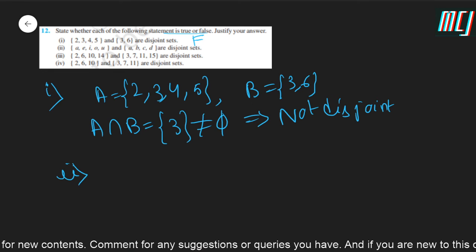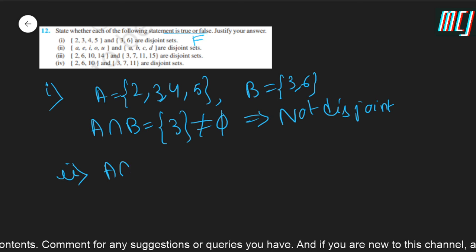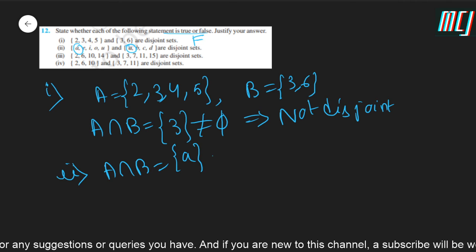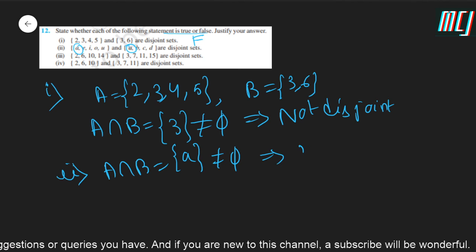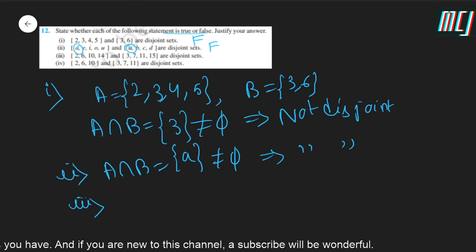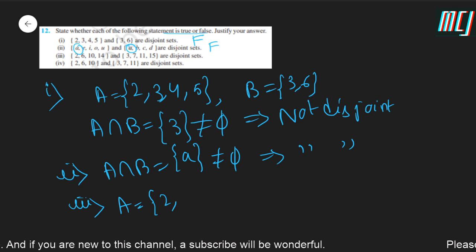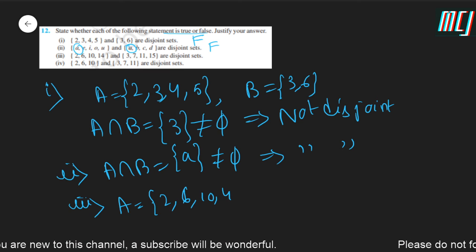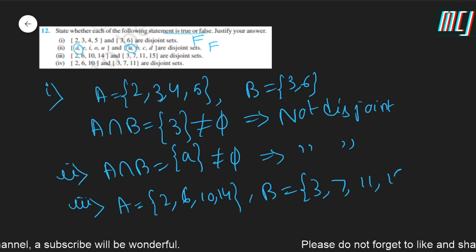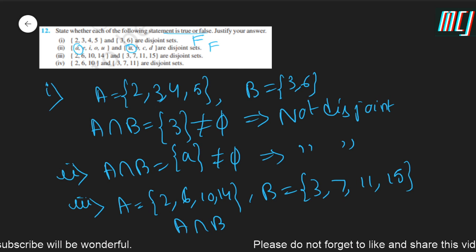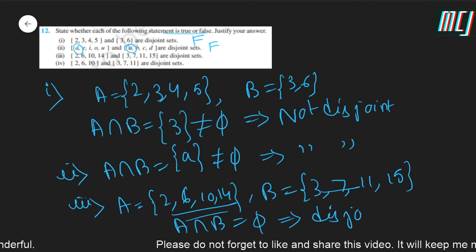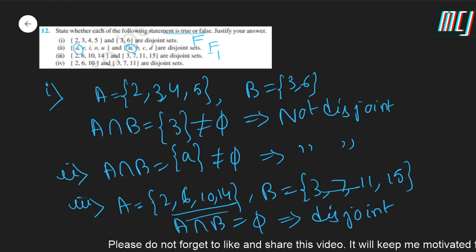Okay. Now the second, A intersection B, common element is a, not equal to phi. So not disjoint. This is also false. Third one, that is A equals 2, 6, 10, 14 and B is equal to 3, 7, 11, 15. Okay. So A intersection B, see there is no common elements in between these two. So phi, that means this is disjoint. So this third statement is true.